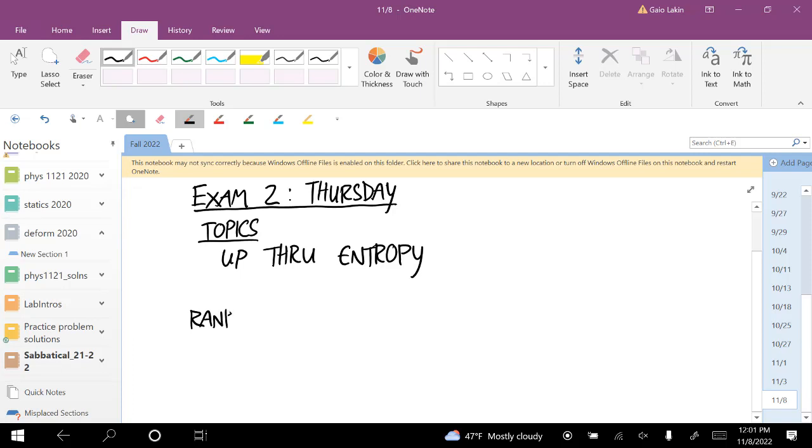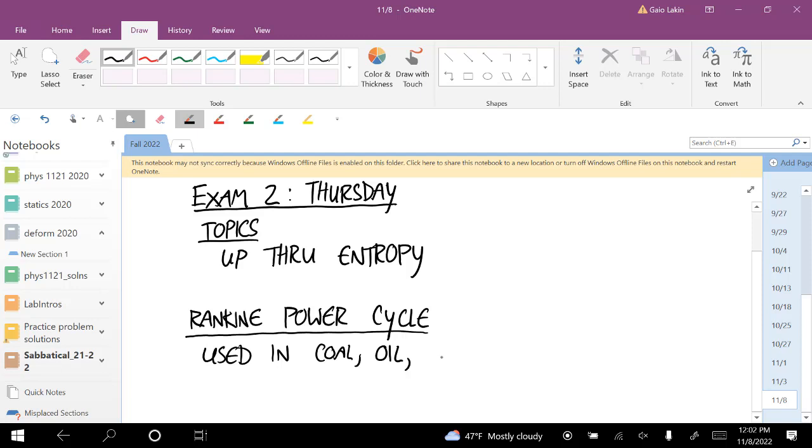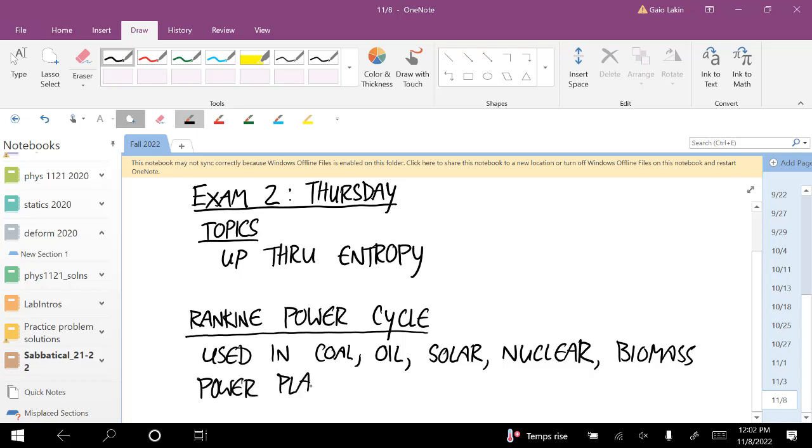We're going to talk about the Rankine power cycle. This basic idea is used in all sorts of power plants: coal, oil, solar, nuclear, biomass power plants. We're going to talk about an idealized version of it, and then I'll talk about modifications to make it more realistic.